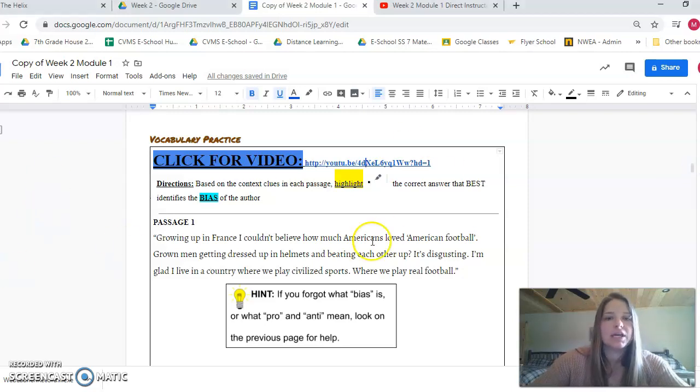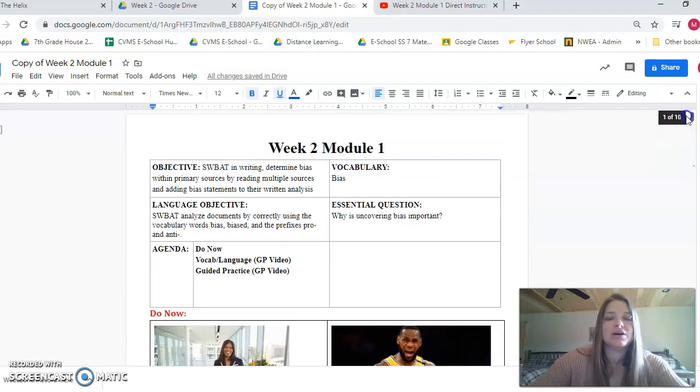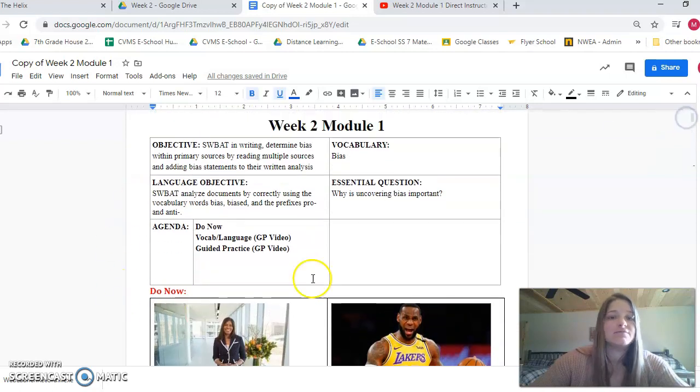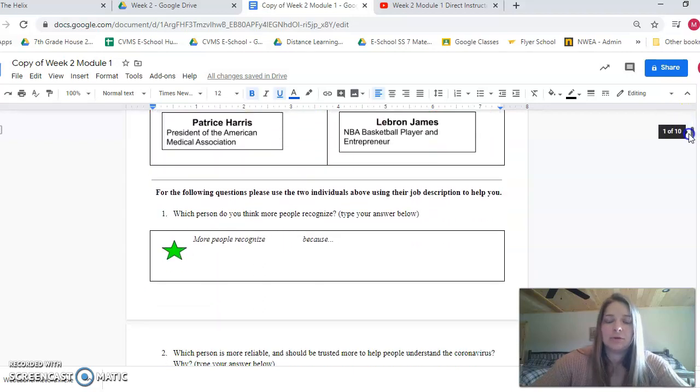The screen that I'm looking at right now is on page 3 of your packet for module 1. So that means that you should have seen all of this already, right? This is just like the packets that you have in class with your objective, language objective, your vocab, essential questions, and agenda. So you should have already done your do now, okay?